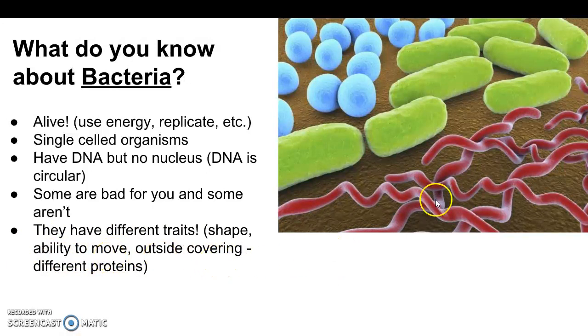They all have different coverings on the outside, so they all have a cell membrane, but some of them have a protein coat around that, or they might have different proteins built into their membrane. So all these different traits that they have, each bacteria, or each type of bacteria, I should say, is unique and different. It has different traits, and that's caused by the different proteins that they have in their single cell.